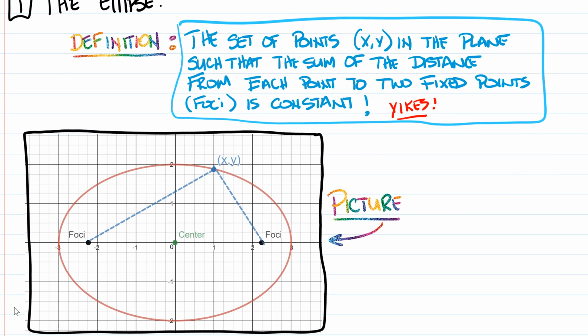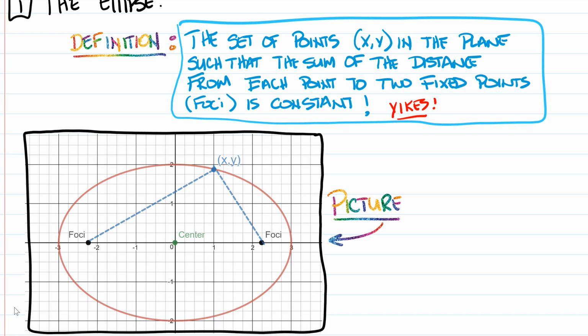So what I'm going to do is give you the definition and then talk about the definition inside the picture because it's kind of a lot. So here's the definition. The definition is the set of all of the points, x and y, in the coordinate plane such that the sum of the distance from each point to 2 fixed points called the foci, or the plural of focus, I'm not exactly sure how to pronounce it, is constant. Yikes. So what are they talking about here?